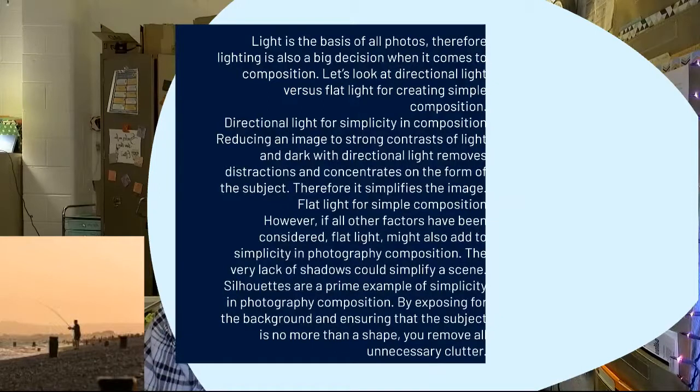Flat light for simple composition. However, if all other factors have been considered, flat light might also add to simplicity in photography composition. Its very lack of shadows could simplify a scene. Silhouettes are a prime example of simplicity in photography composition, by exposing form, line, and background and ensuring that the subject is no more than a shape, if you remove all unnecessary clutter.